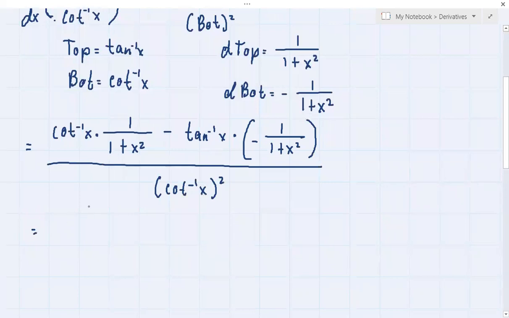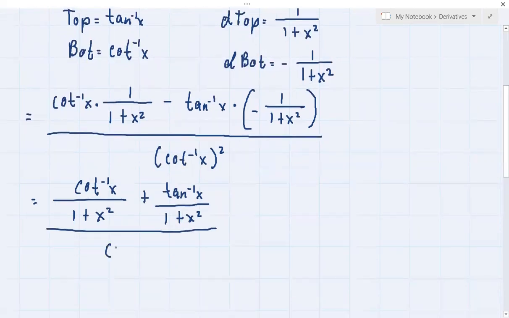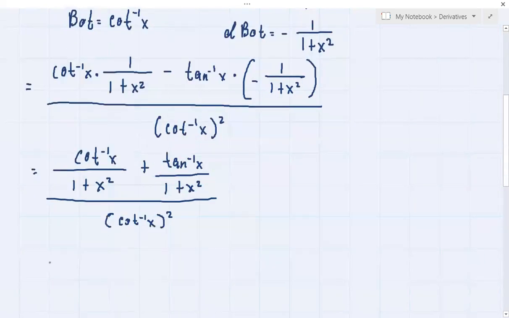So, let's now simplify things. I-multiply natin yung arccotangent tsaka yung katabi niya. So, we will have arccotangent all over 1 plus x squared. Next, on the right side, we have negative arctangent times negative 1 all over 1 plus x squared. So, magiging positive to. So, we will have arctangent x all over 1 plus x squared. All over yung denominator nila, which is the square of arccotangent. Ayan. So, we can still simplify this one because yung nasa taas, parang the same lang sila sa recent problem.